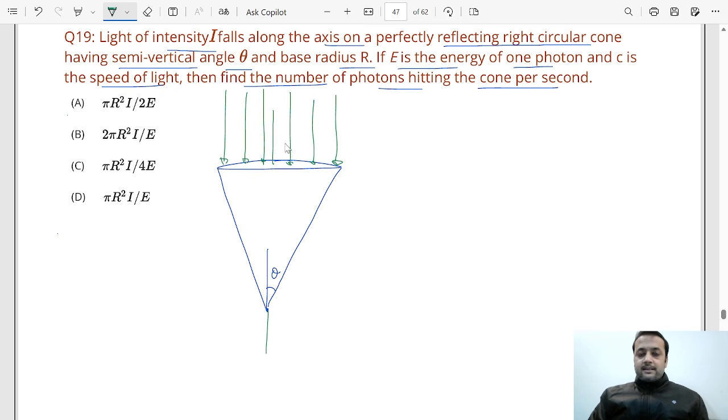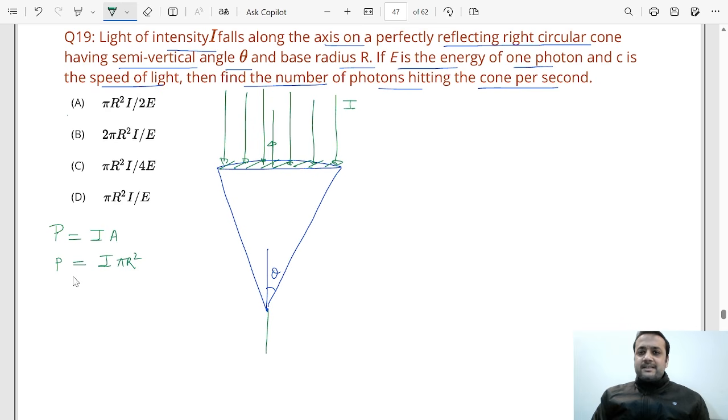Now look, the intensity of the light has been given as I. Intensity effectively means energy falling per unit area per unit time, or you can also say power per unit area. So if I ask you the total power received by the cone, it will be intensity into the area of this surface, because effectively the light is falling on this surface, and the area vector is along the light basically. So this will become intensity into the area of this flat surface, which is nothing but pi r square.